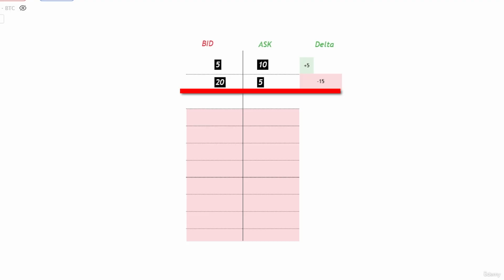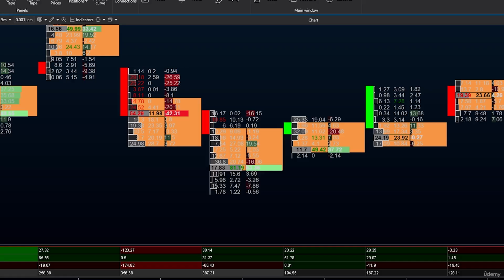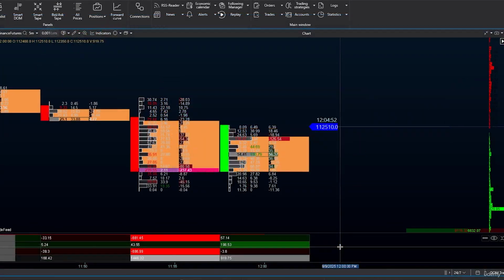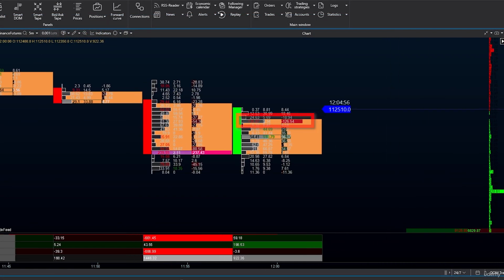If we have a level with 20 contracts on the bid side and 5 contracts on the ask side, the delta will be minus 15. This means there was more aggressive selling than buying. The greater the dominance of the specific side is, the brighter the delta profile will appear. So if there are a lot of aggressive buyers and few aggressive sellers, we will see a huge positive green delta. If there are a lot of sellers but few buyers, we will see a huge negative red delta.